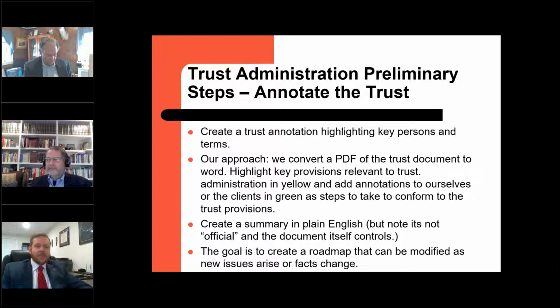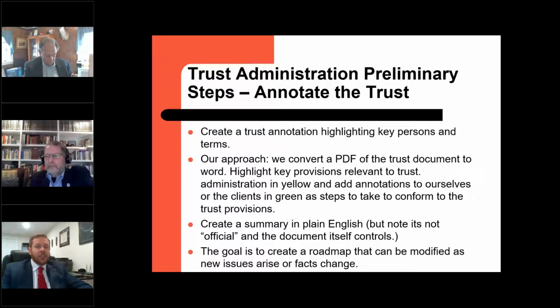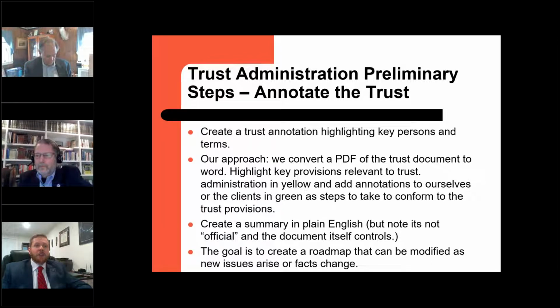Absolutely. So as you can see on the screen right here, we annotate the trust. If they give us, for example, a PDF of the signed version, we'll convert that to Word so that we have the ability to search the trust, to look for particular terms, and we'll start highlighting specific provisions of that trust. So distribution, the terms of distribution from that trust, who's named as trustee, any particular powers that a trustee has, if there's decanting language in the trust, anything that we may need to both administer that trust as well as specific terms or provisions that may be required for that particular situation.